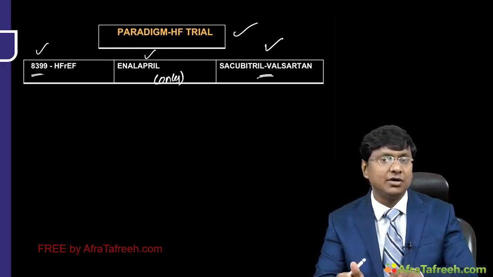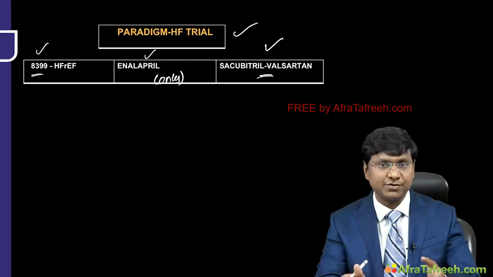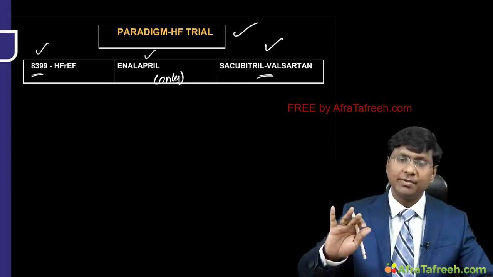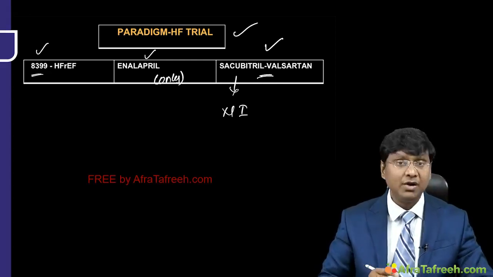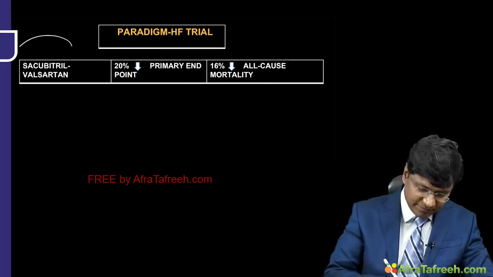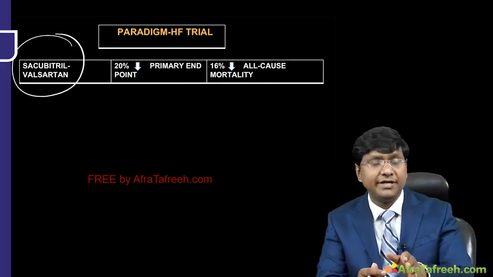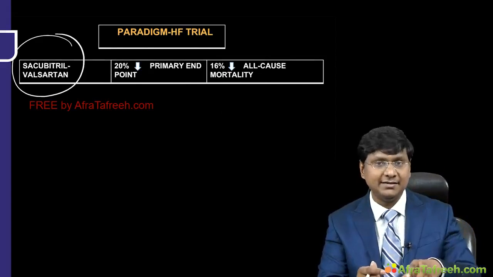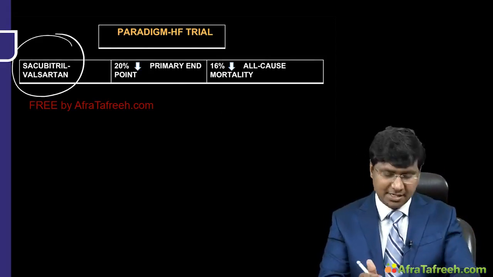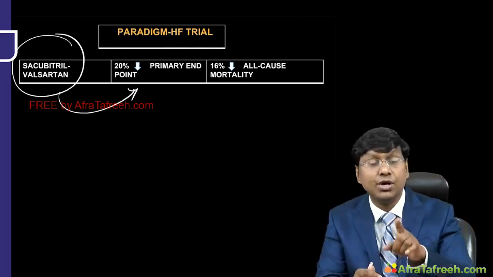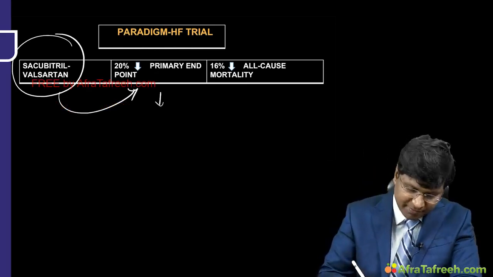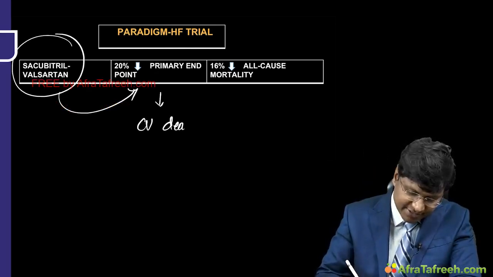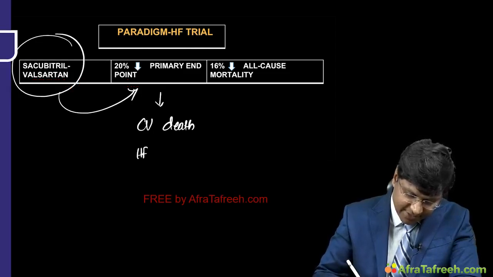What was the end result of this PARADIGM-HF trial? One group only enalapril, the other group valsartan plus sacubitril. Sacubitril is nothing but your neprilysin inhibitor. What was the result? The result showed that in the group of individuals taking sacubitril-valsartan compared to enalapril, this combination showed a 20% reduction in the composite primary endpoints. What are those composite primary endpoints? Just now we were discussing, that is cardiovascular death as well as heart failure hospitalization.